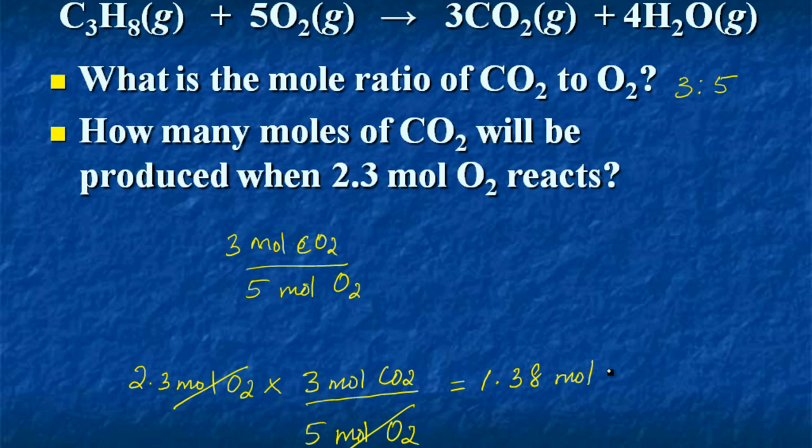1.38 mole of carbon dioxide will be produced. So it's very easy once you get this. That is, the balanced equation gives you the mole ratio. Whatever amount is given in the problem, multiply that quantity by the correct mole ratio. Take care when you write the mole ratio, which one goes in the top, which one goes in the bottom. And I told you the clue. Whatever quantity is given in the problem, that part of the mole ratio should be in the denominator. Whatever you are looking for should be in the numerator.